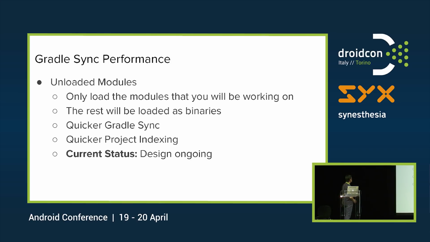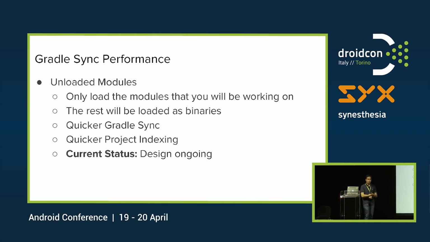Next step, unloaded modules. This is something that is going to benefit big projects. The idea here is that if you have a big project, let's say 50 modules or more, not just Gradle sync is slower, but also the IDE, because there is a lot of source code to index. Indexing is another problem that we have to fix, but it is a very tough problem. We've been talking to JetBrains to find ways to fix this. But until then, we have this, unloaded modules.